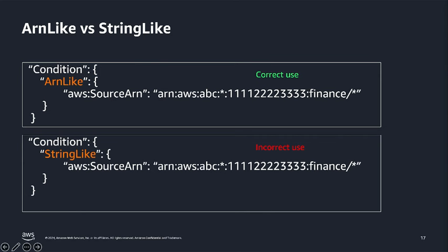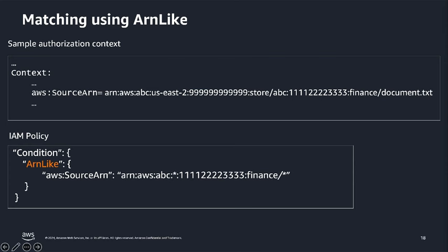What I'm showing here are two statements with a condition that compares the exact same value for the source ARN condition key. The only difference between these two statements is the condition operator. The top condition uses ARN like, and the bottom condition incorrectly uses string like. Now, let's say we had a request with this sample authorization context. The fictitious source ARN in this example is a valid ARN, and we're using an ARN operator to compare it in our policy.